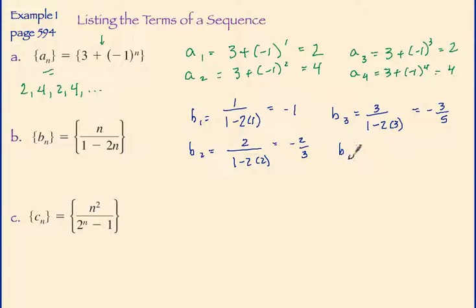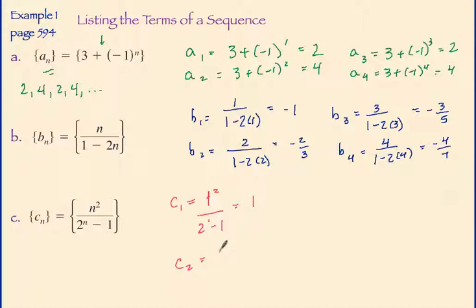And then, of course, B sub 4, just doing the first 4 terms just to give you an idea, 4 over 1 minus 2 times 4 ends up being negative 4 over 7. And those are the first 4 terms of that sequence. Let's see what the first 4 terms are of the third sequence. We have C sub 1 will be 1 squared over 2 to the 1 minus 1. Well, that's going to be 1 over 1, which is 1.